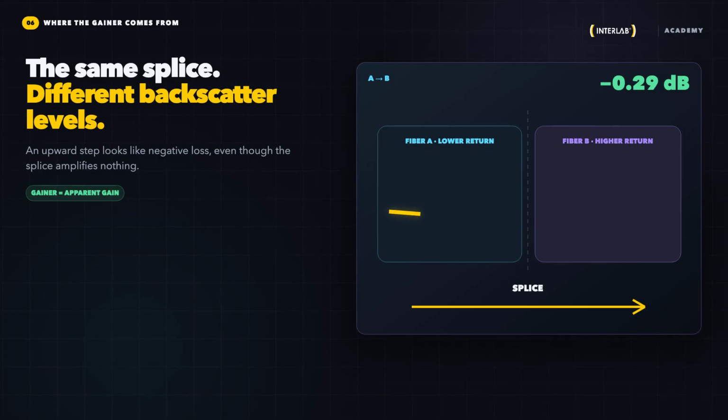In the A to B direction, we move from a fiber that returns less light to one that returns more. The trace steps upward and the instrument calculates a negative loss. Reverse the direction and the backscatter difference works the other way. The trace steps down while the reported loss becomes positive and too high. This directional error has the opposite sign in the two measurements. Averaging cancels it and leaves the loss of the splice itself. A gainer does not amplify anything. It is simply how two different fibers can look to an OTDR.